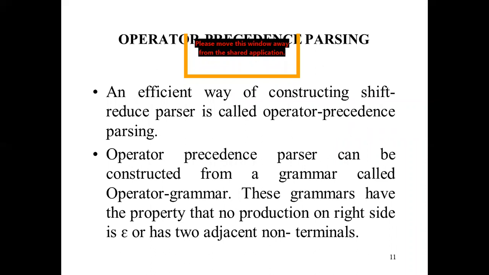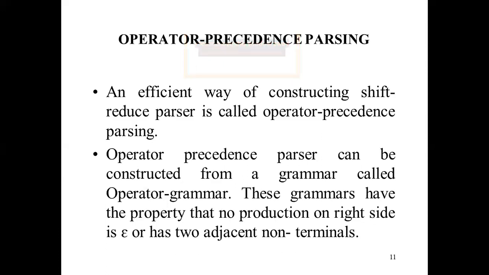Another thing is operator precedence. If we are doing parsing, then sometimes we provide priority. This is called operator precedence parsing. In this parsing method, we apply precedence, or priority, to the different operators. It is an efficient way of constructing a shift reduce parser. Whenever we are going to implement the shift reduce parser, it is called operator precedence parsing. This is one of the efficient ways of constructing a shift reduce parser.